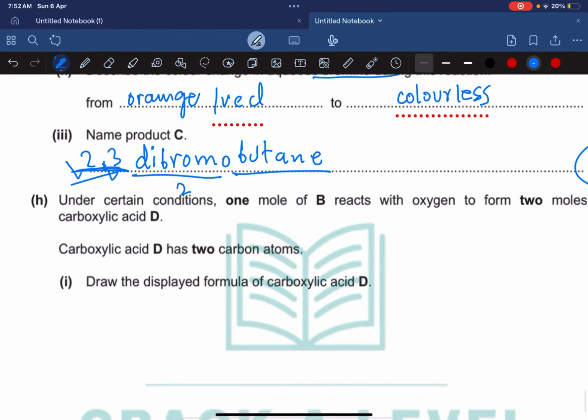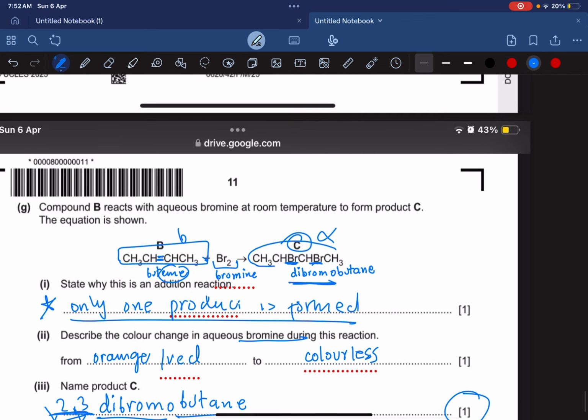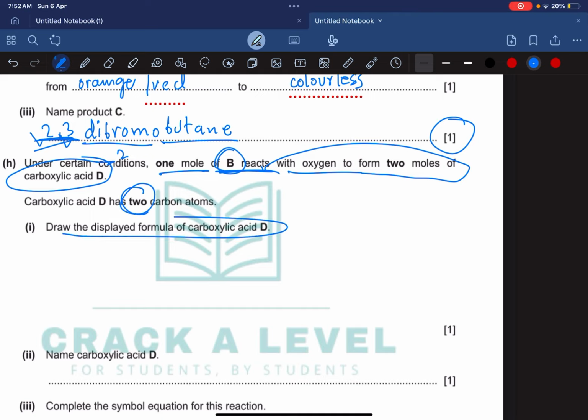Under certain conditions, 1 mole of B, ठीक है. B, what is B? B is basically your butene. ठीक है. Reacts with oxygen to form 2 moles of carboxylic acid D. Carboxylic acid D has 2 carbon atoms. ठीक है. Draw the displayed formula of carboxylic acid D. 2 carbon atoms कौन से acid में होते हैं? Which acid has 2 carbon atoms? Quickly figure it out. Ethanoic acid. How do we draw the displayed formula of ethanoic acid?